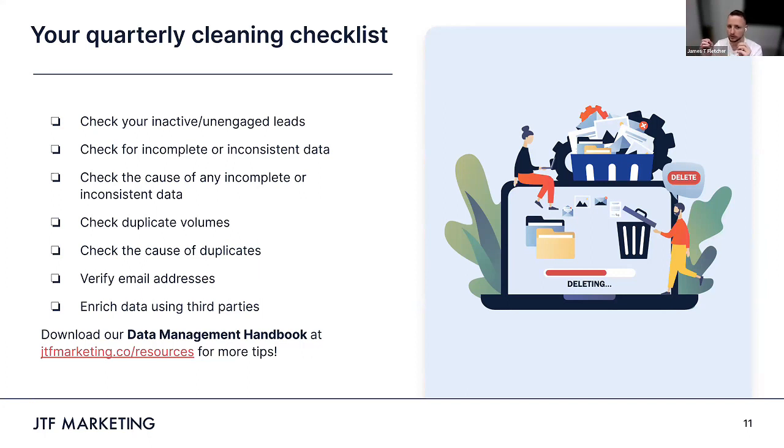Same goes for duplicates. Check the volumes, check the sources of these individuals. Where are they coming from? How do we improve it? How do we reduce the number of duplicates that we're creating? And if it's not something we can fix, again, how do we implement an always-on process?